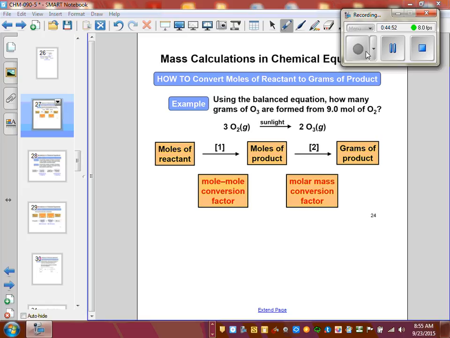So we're starting here. What am I looking for? Grams of O3. O3 is different from O2, so O3 must be, it's not A, it must be B. So I'm going to end down here. Grams of B. How many roads do I have to go down?